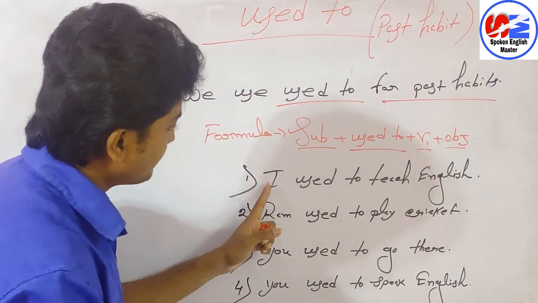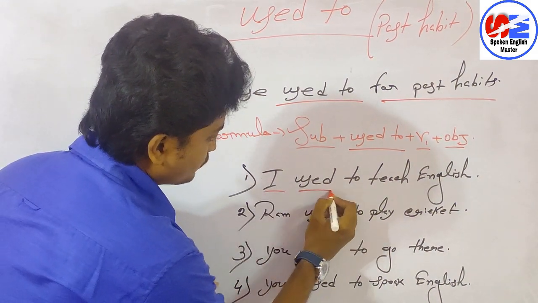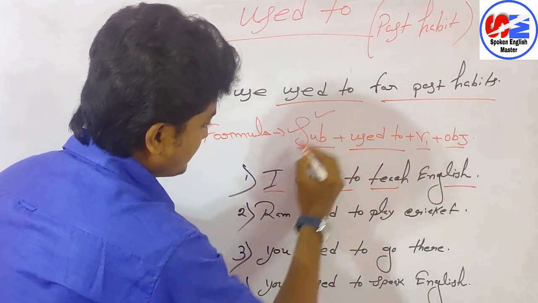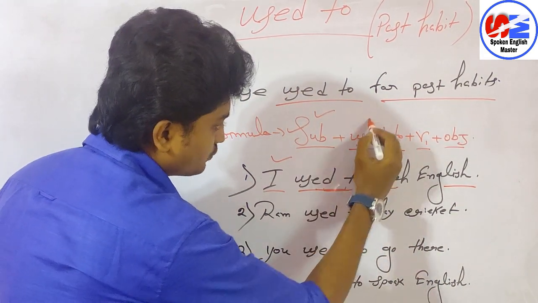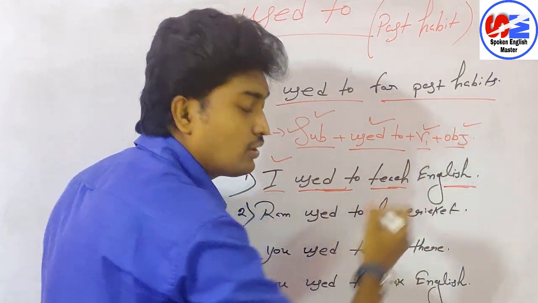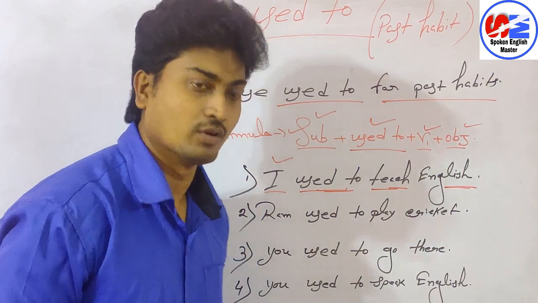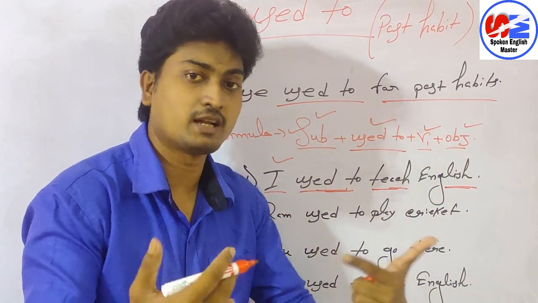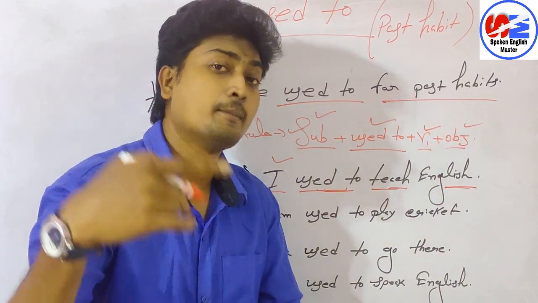Now let's match it. I used to teach English. Subject is your I, then used to. After that V1 is your teach, then English. English is your object. इसका हिंदी में क्या होगा? I used to teach English. मैं इंग्लिश पढ़ाता था. अभी नहीं, पहले.